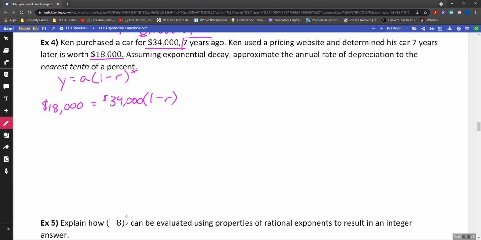And x is going to be the 7. All right. So we're going to do the exact same steps from before. We're going to divide both sides by 34,000. This becomes 0.529411767.